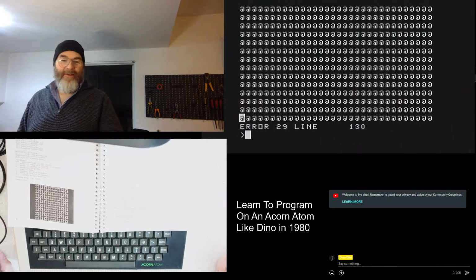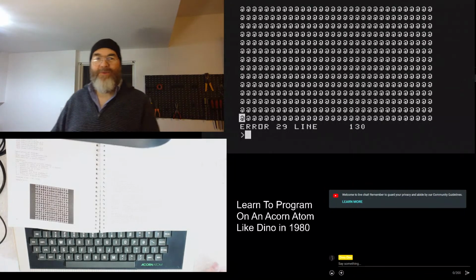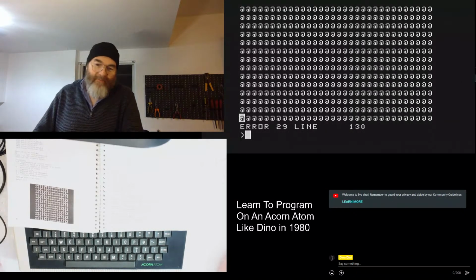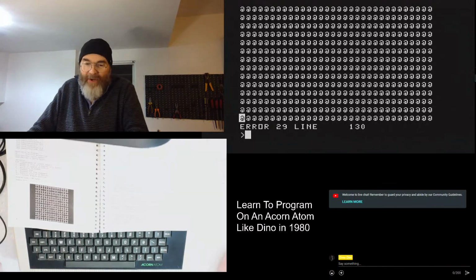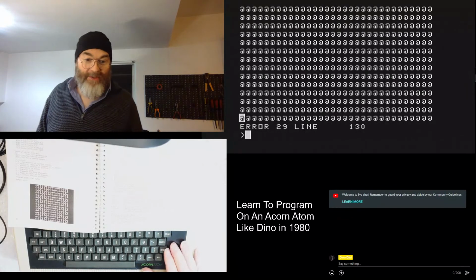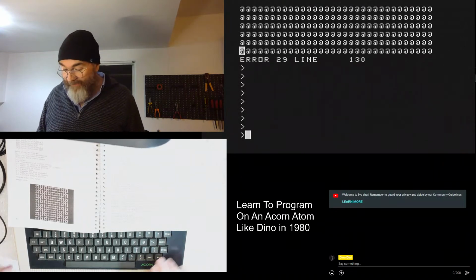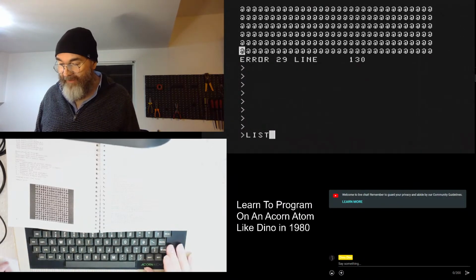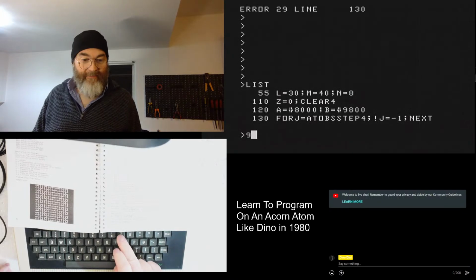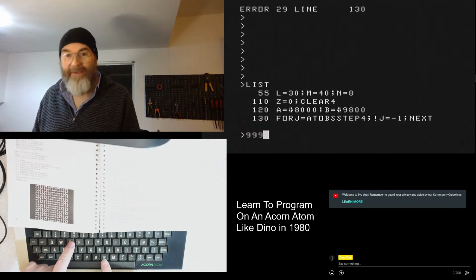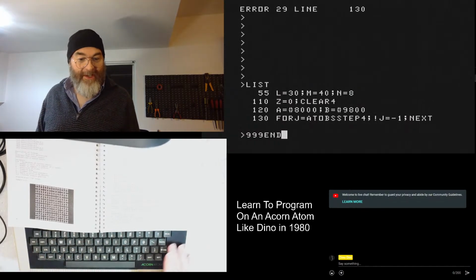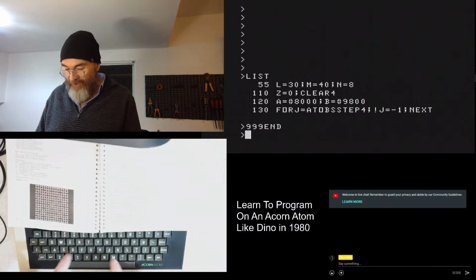That makes sense. So then what are all those ats on the screen? Well, if you put 0 into memory, into the video memory, that's the character that you get, the at symbol. So that's why we've got a whole bunch of ats. Well, let's just do a little list here. And 999 end, that was the old traditional thing. I'll try running now.